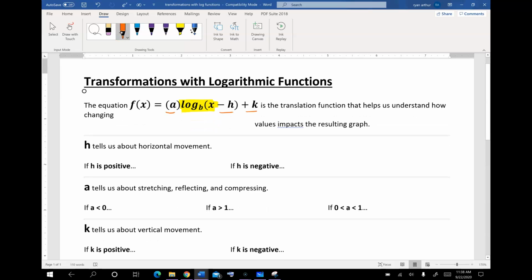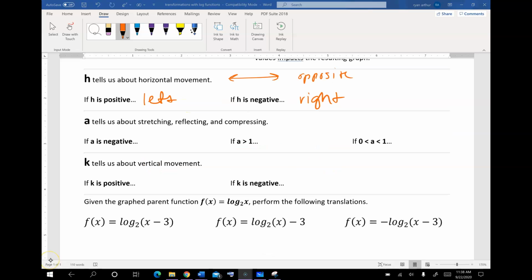So h is still your horizontal movement. That's still left to right, and it's still opposite. So a positive h means you're going to go to the left, and a negative h means you're going to go to the right. And then if a is negative, that means you're going to have an x-axis reflect. Then remember, we're done after that negative's gone, and then we continue to your stretch or compress.